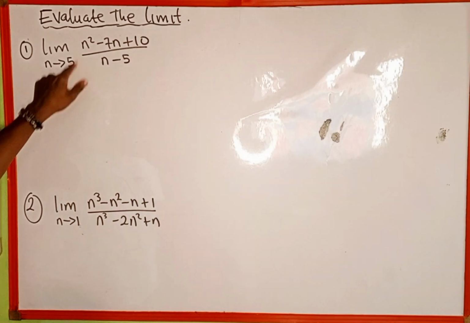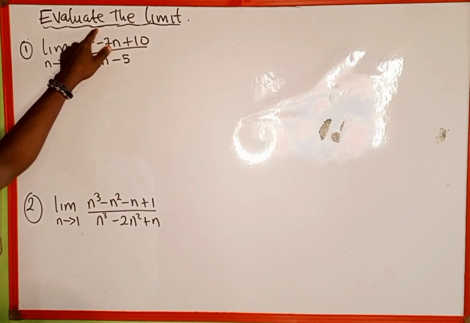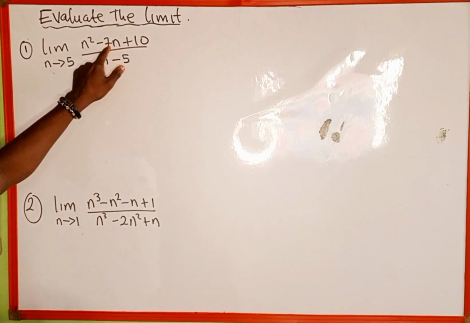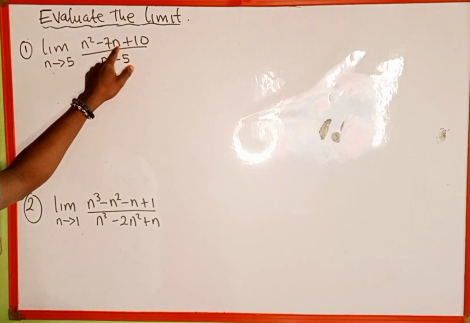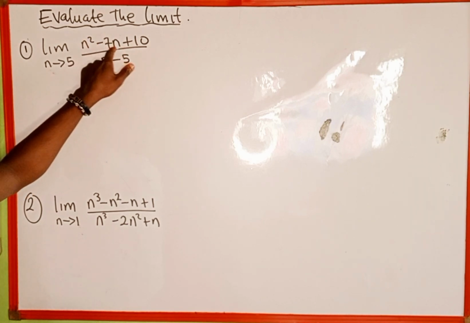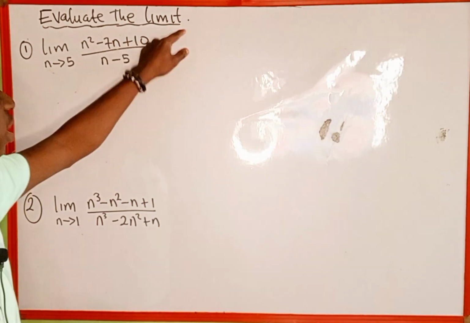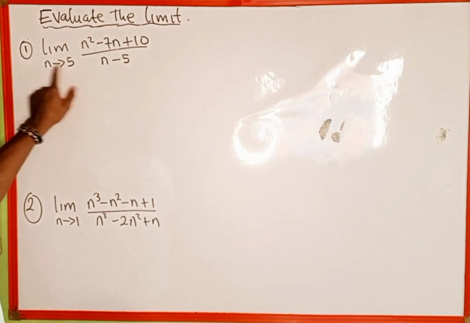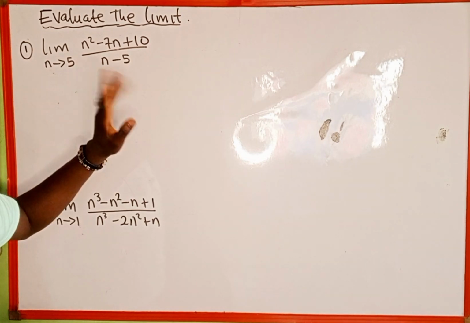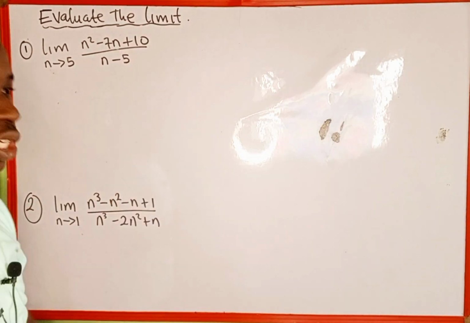Let's try. When we replace n with 5, 5 squared is 25. Then minus 7 multiplied by 5 is going to give us 35. 25 minus 35 is going to give us minus 10. Minus 10 plus 10 is going to be 0. Then divided by, when we replace n with 5, 5 minus 5 is the same as 0. 0 divided by 0 is undefined.